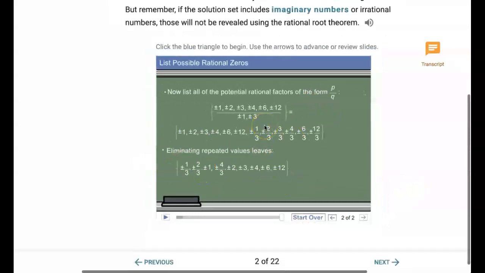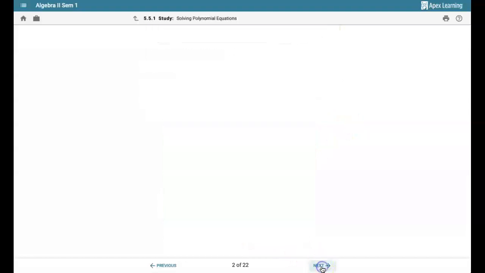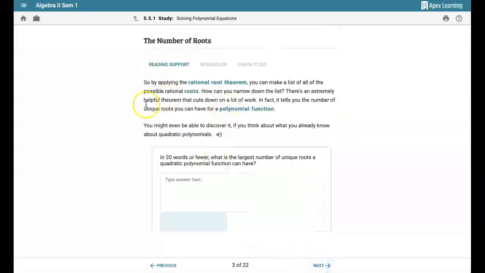And this is a perfect example of why we're going to continue talking, because we don't want to go through and test every single one of those options. So let's look at what we can do here, right? Using our rational root theorem, we have that list of roots, okay? And one of the things it'll tell us is that it cuts down on the amount of work here, right? It tells us the number of unique roots that we can have for a polynomial, all right?